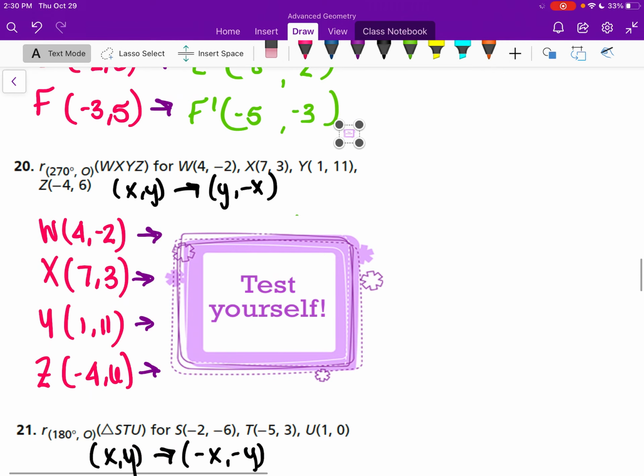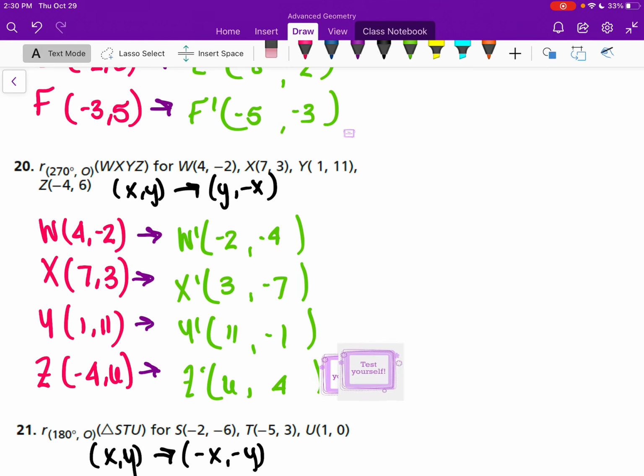In 20, it asks you for a 270-degree rotation, which means that the X comma Y becomes Y comma -X. Pause and test it out. All right, check your work. We switch the X and Y and the X becomes negative.